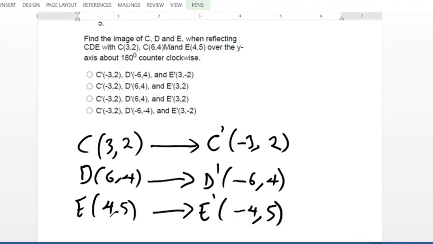So the correct answer is C prime minus 3 comma 2, D prime minus 6 comma 4, and E prime minus 4 comma 5. So that's the correct answer.